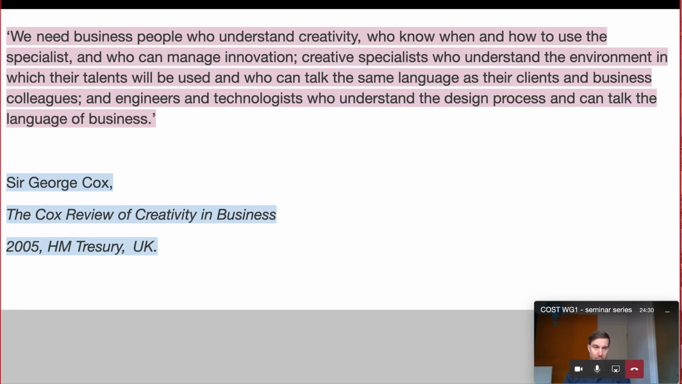One of the statements from that: we need business people who understand creativity, who know when and how to use specialists, and who can manage innovation. We also need creative specialists who understand the environment in which their talents will be used and who can talk the same language as their clients and business colleagues. And we need engineers and technologists who understand the design process and can talk the language of business.